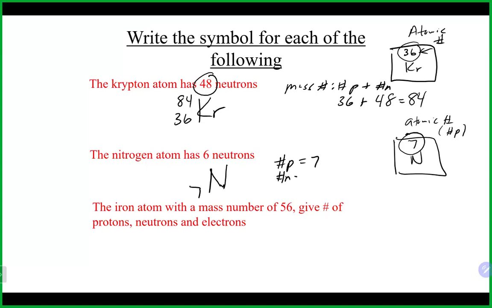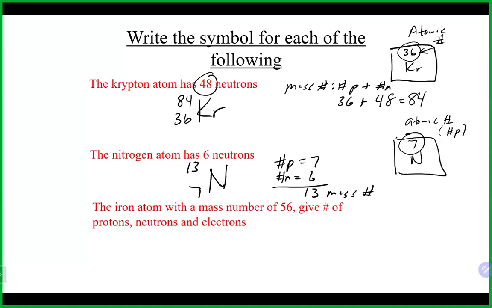Our number of neutrons was given to us at 6. That gives us 13 for our mass number. That should go up on top. Any questions on that one there?